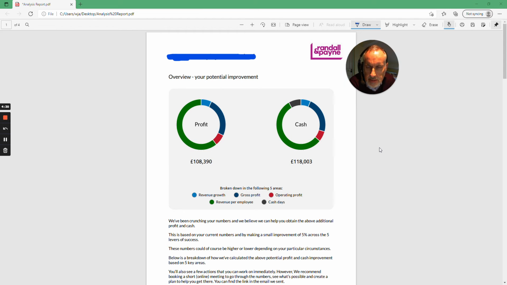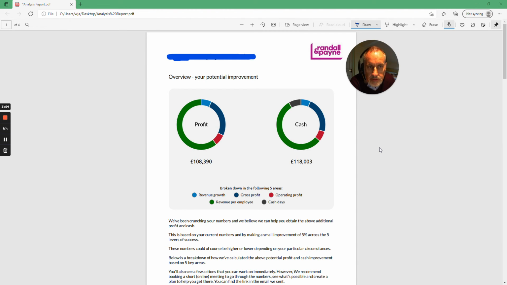And in this case, this is typical actually of the results for businesses between 500,000 and 1 million of turnover. And what we've done here is we've focused on 5 key areas. So growth in revenue, improvement in gross profitability, improvement in operating profit, so that's gross profit after overheads, improvement in revenue per employee, and then improvement in cash days or amount of money outstanding from debtors.